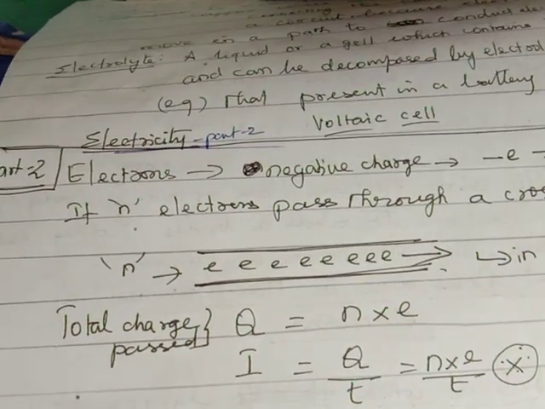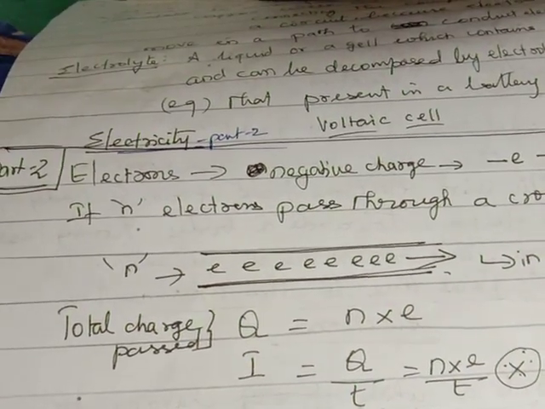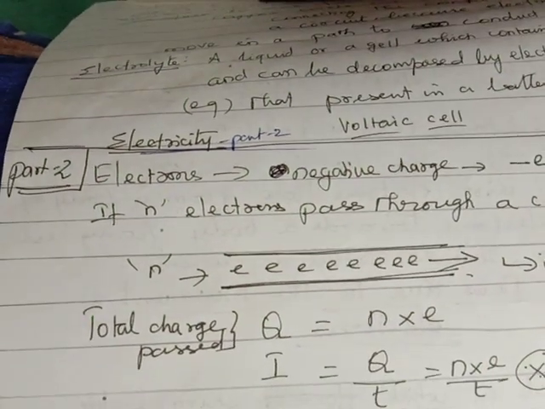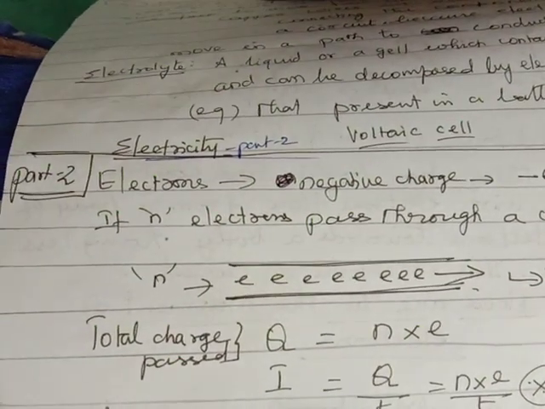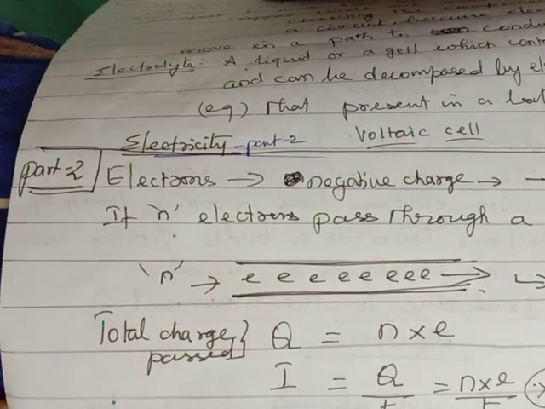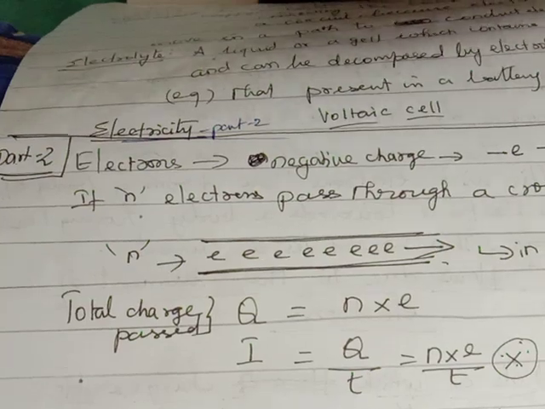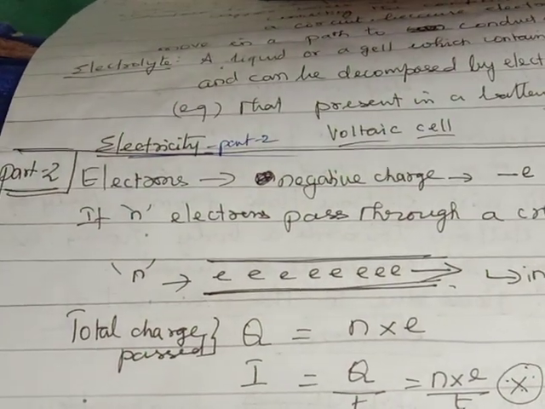Hello students, today we are going to learn electricity part 2. So yesterday we learned about the differences between primary cells and secondary cells. Finally we wound up when we stepped into the concept of electrons and the charges carried by the electron, okay.